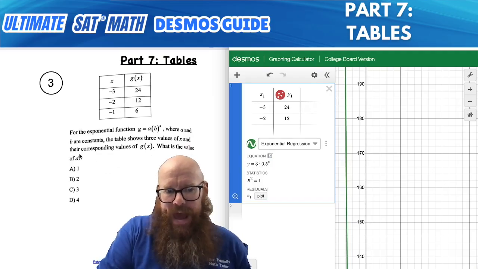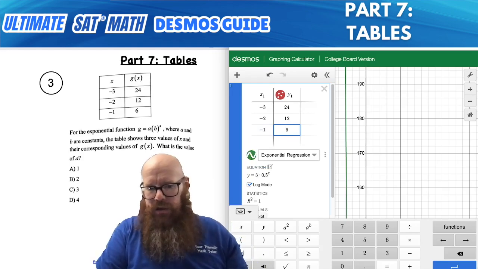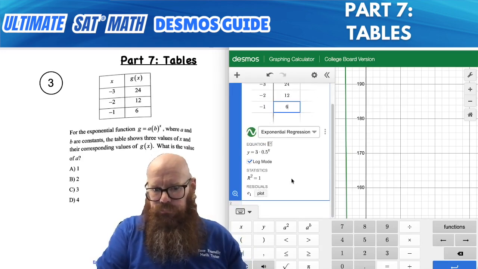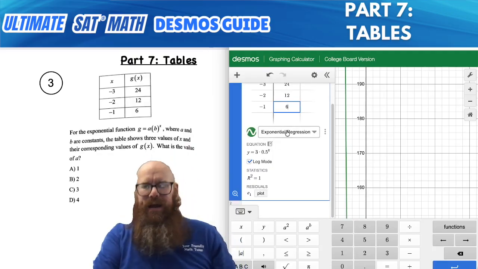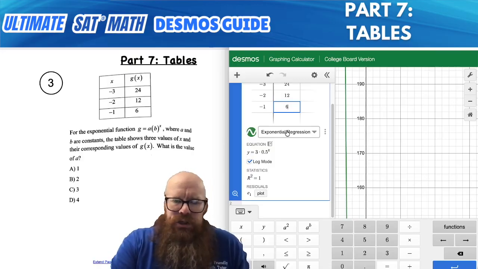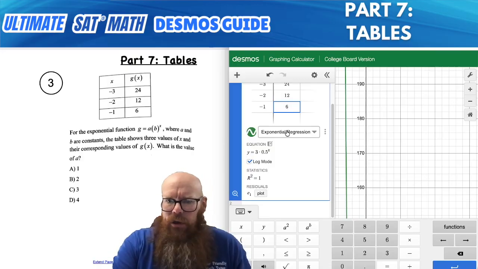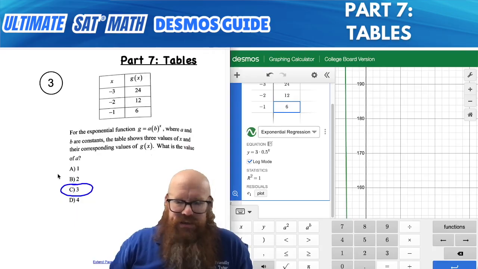They want the value of a. They're using a as the initial value, or this coefficient, which in our case is 3. And just to show you, if I do put in this value, it's not going to change it. It's still going to stay 3. That's why I just put in 2 values. So for exponentials and linear, you just need 2. For quadratics, you should always have a third value if you're going to get that unique quadratic. Okay, so that answer is just C.